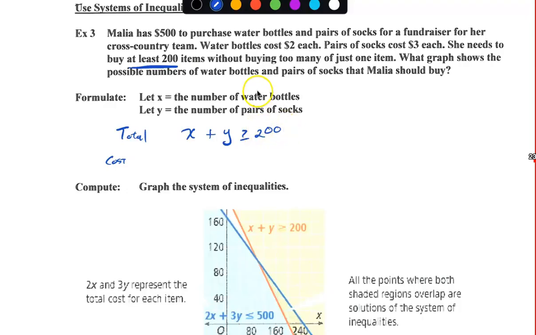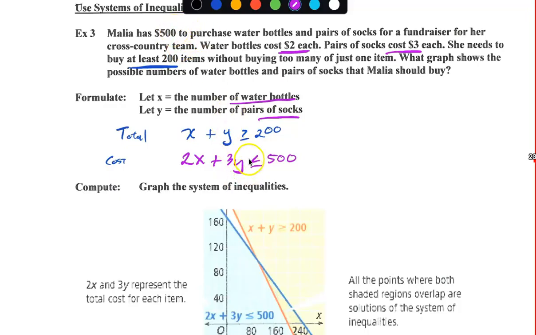Now we have to do the cost. So water bottles, which is x, they cost $2 each. So 2x. And then socks, which are y, cost $3 each. So plus 3y. And then how much we have to purchase, like how much money we have? We have $500. So this one is going to be less than or equal to 500. Because you can't spend more than the money we have. So you can't spend more than 500.